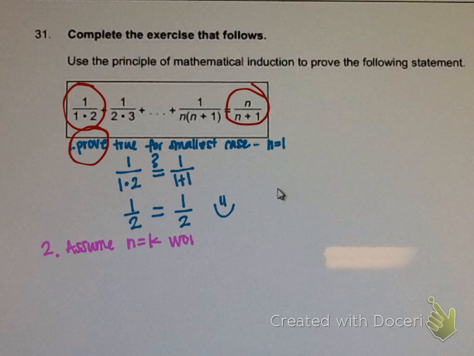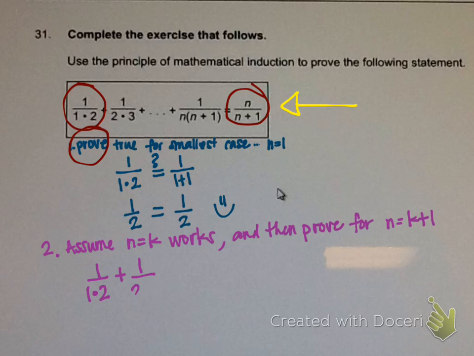The second step is assume that n equals k works. k is just some random case, any number. So I'm just going to use k, for example. And then prove that it's true for the very next case, which would be k plus 1. So all I do in this step is replace all of the n's in this set right here with a k. So I write out everything, and so that's true.